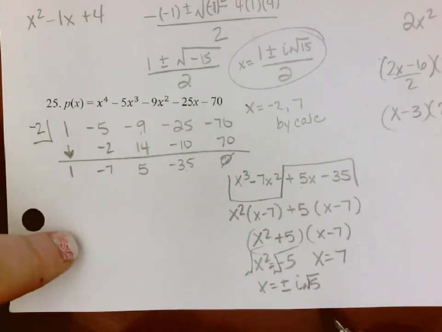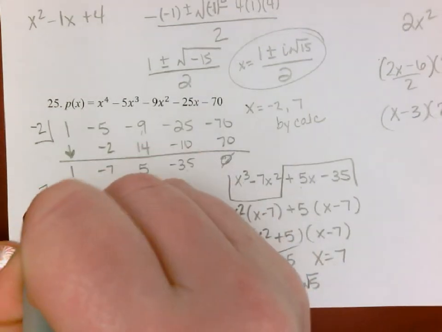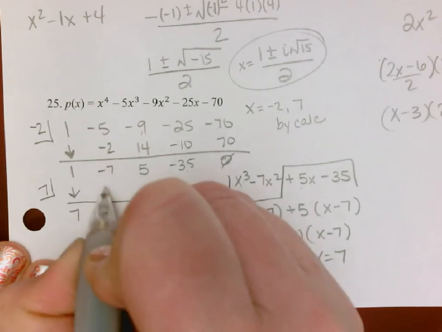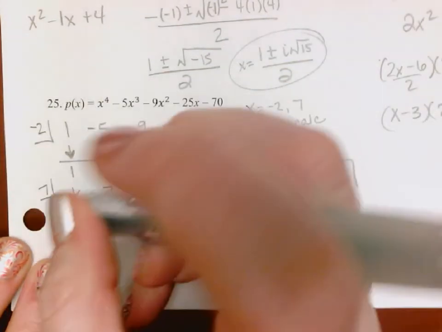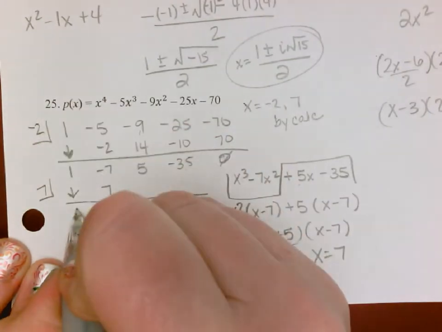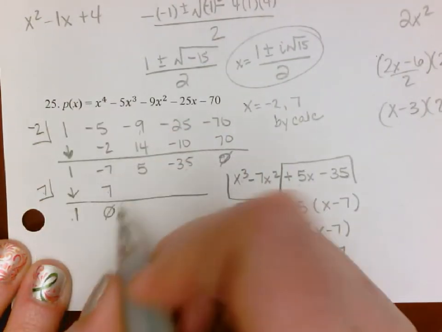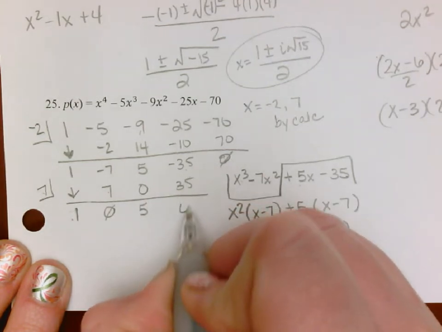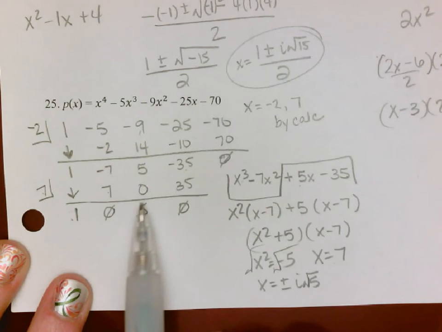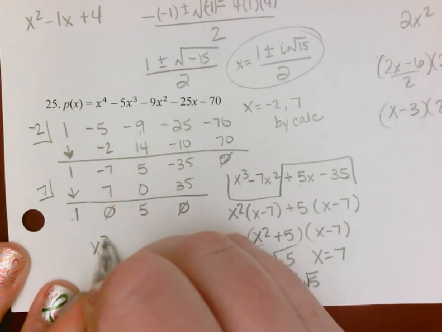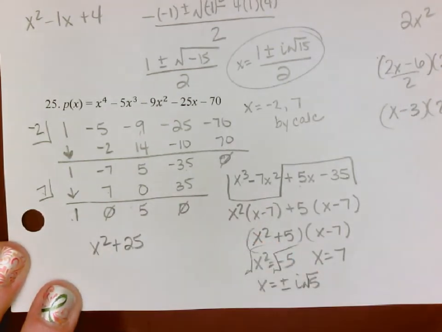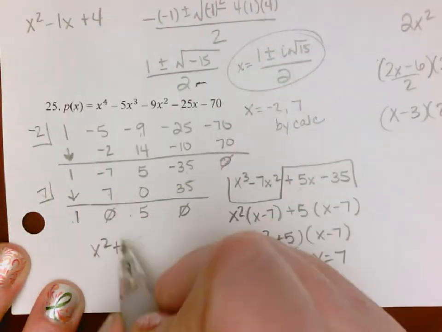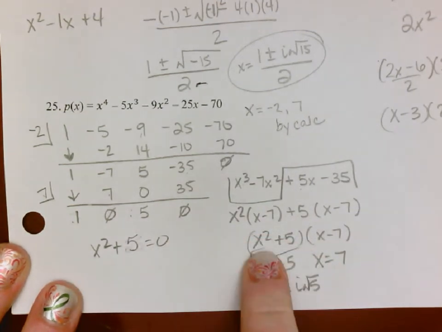So what I'm going to do is I'm going to do synthetic again here with 7 so you can see that I would still get x squared plus 5. So synthetic with 7. Bring down the 1. 1 times 7, 7, 0. 0 times 7, 0. 5, 35, 0. So this was x cubed, so now I divide another x out. x squared plus 5 equals 0. That factors there.